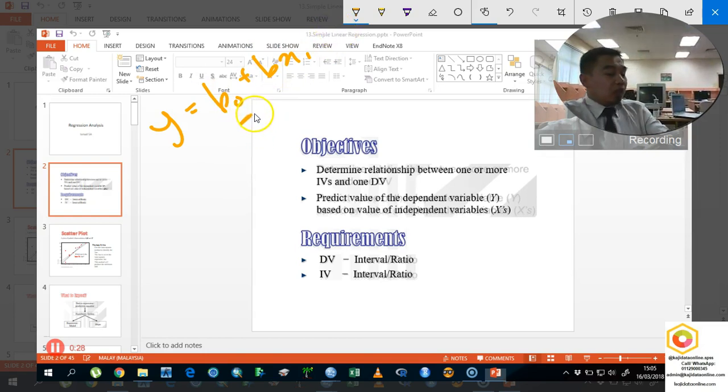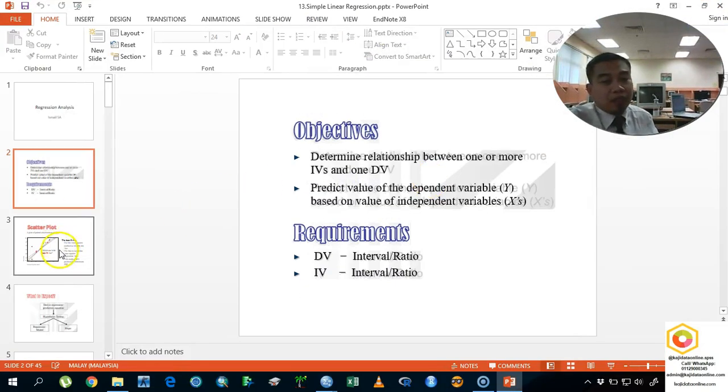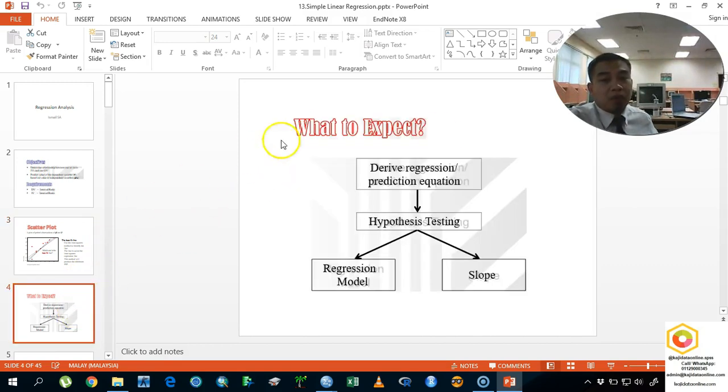Your intercept, the one that crosses the Y axis. So BX, B is your slope, X is your factor coefficient, and Y is your predicted value. Never mind, we are going to see that. So this is a scatter plot. The scatter plot is one of the graphical tools to measure the correlation between two numeric variables. That is called a scatter plot.